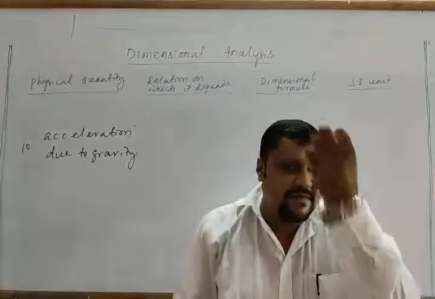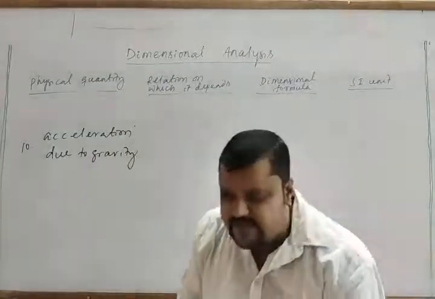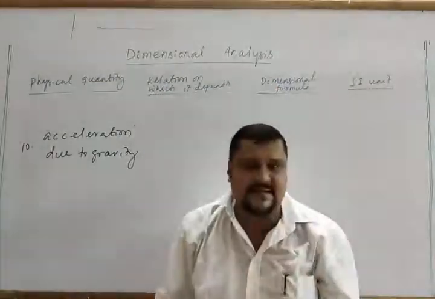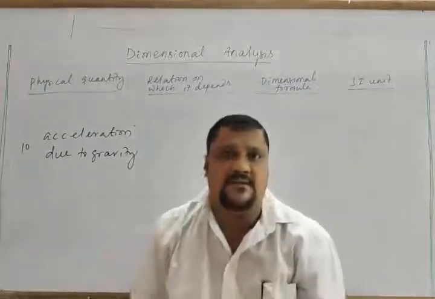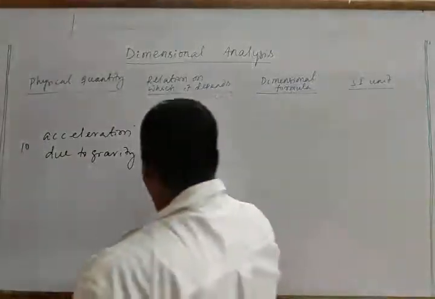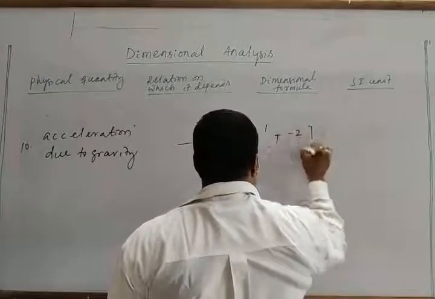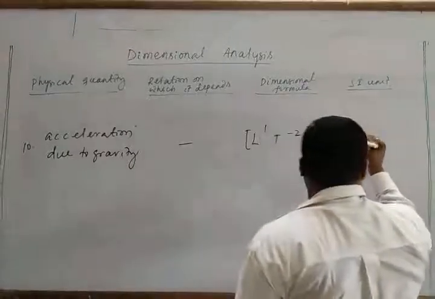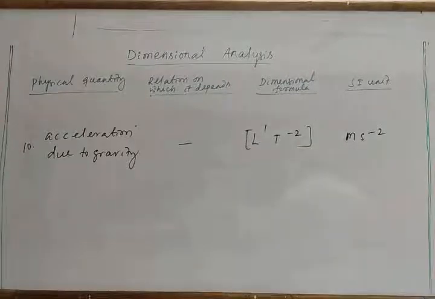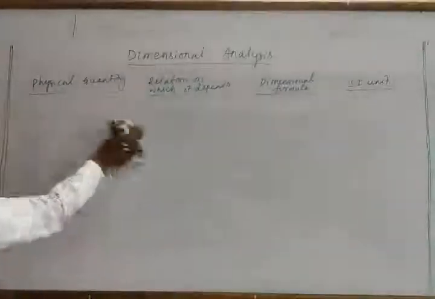Earth attracts everybody towards its center or towards its surface. So with what acceleration is the body moving towards Earth when the Earth is attracting it? That is called the acceleration due to gravity. So the formula and the dimension are the same, L1 T minus 2, and the unit is also the same, meter second minus 2. Clear? Now I will go for another one, the force.